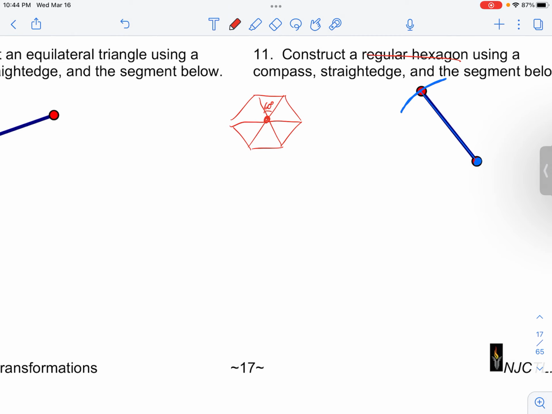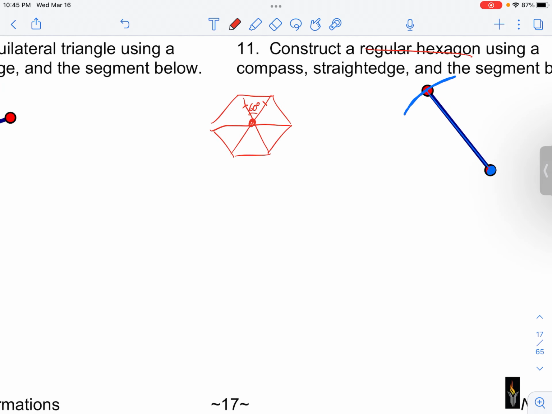And since both of these line segments are the same length, since they're the radius from the center, then we know that these two angles here will be the same measure. So that'll be 180 minus 60 divided by 2. So that also gives us 60 degrees for each of these angles, meaning that the hexagon is composed of 6 triangles that are equiangular and also equilateral, since an equiangular triangle is also equilateral.